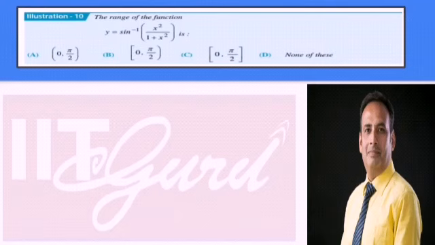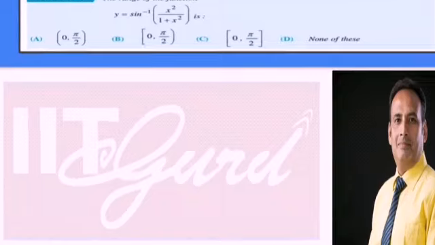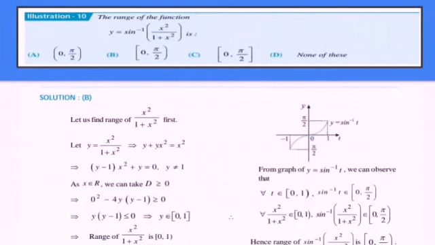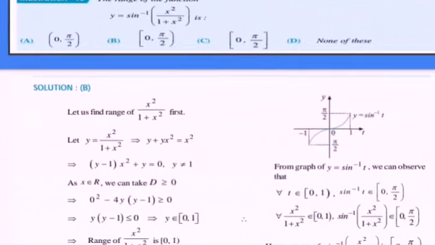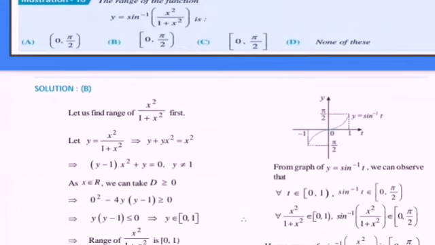So let's see the domain of x square upon 1 plus x square. As you know, the sine inverse domain lies between minus 1 to plus 1, so you have to check those values of x where x square upon 1 plus x square lies between minus 1 to plus 1. Let's see the solution. There is no problem here. To find the range of x square upon 1 plus x square, let's say y equal to x square upon 1 plus x square.